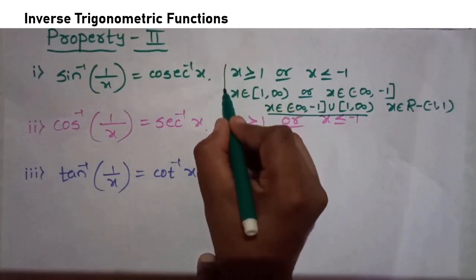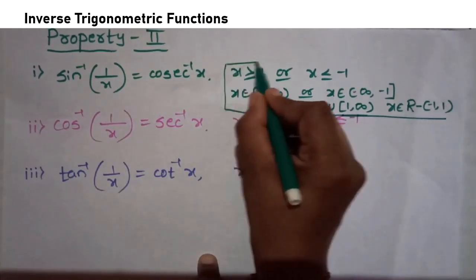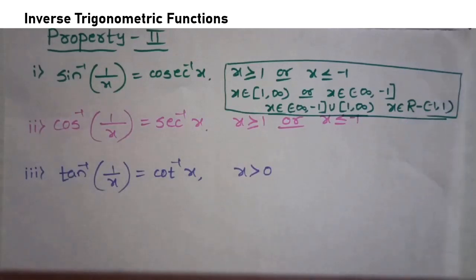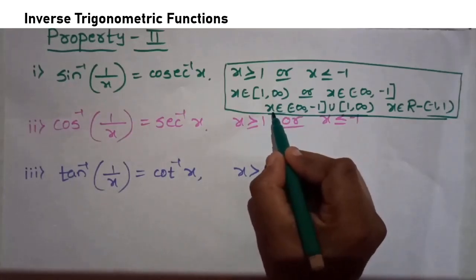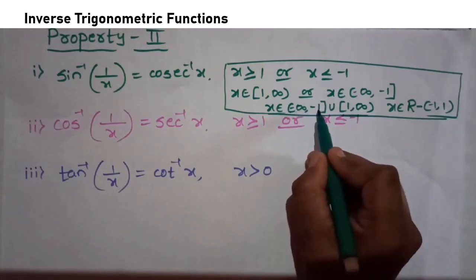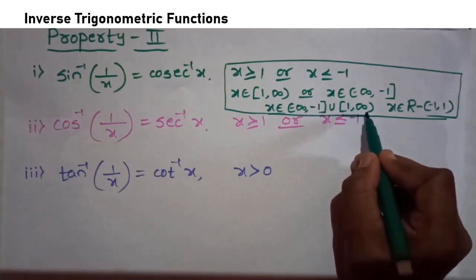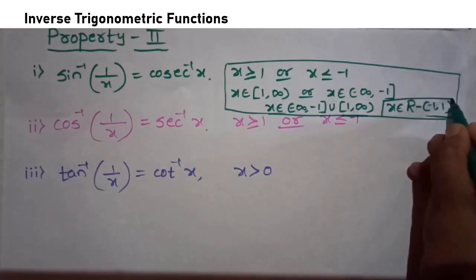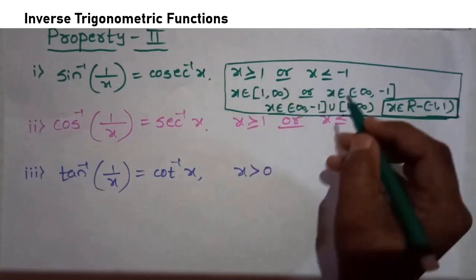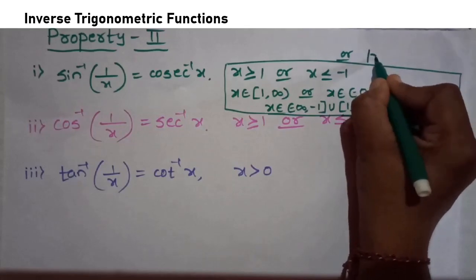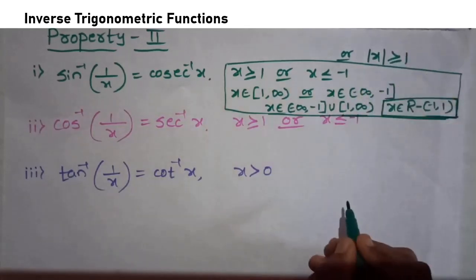So this is about x. All these meanings are the same: x is greater than or equal to 1, or x is less than or equal to -1; or x belongs to semi closed 1 to infinity, or x belongs to semi open -infinity to -1; or x belongs to semi open interval -infinity to -1 union semi closed 1 to infinity; or x belongs to the set of all real numbers excluding -1 to +1. These all meanings are the same. Or we can say mod x should be greater than or equal to 1.